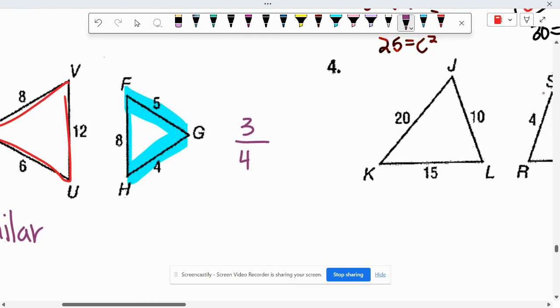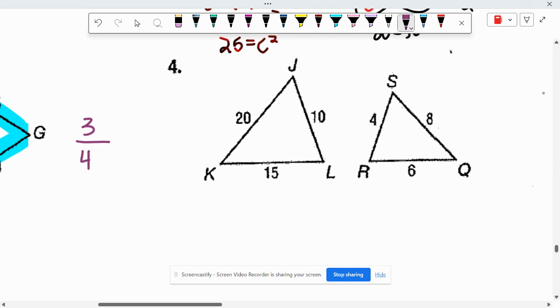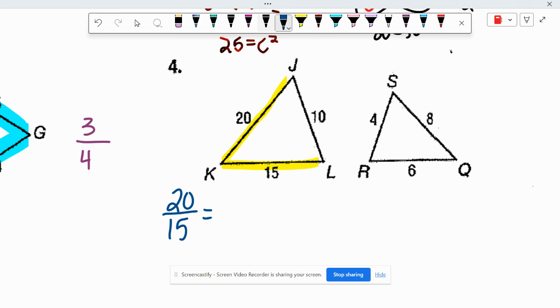Okay. Let's look at example number 4. So I'm going to do that same thing. I'm just going to pick 2 sides. I'm going to pick side JK and side KL. So that's going to be the proportion 20 over 15. What does that reduce to? What does 20 over 15 reduce to? 4 over 3. Is there any sides that I can compare, set up a proportion, so that when I simplify them, I get 4 over 3?